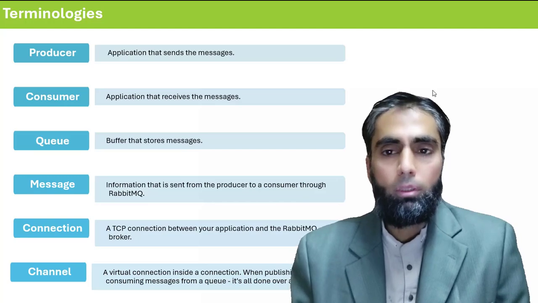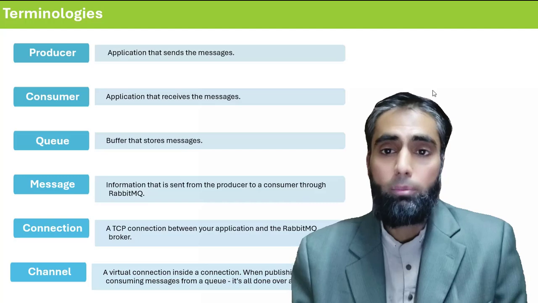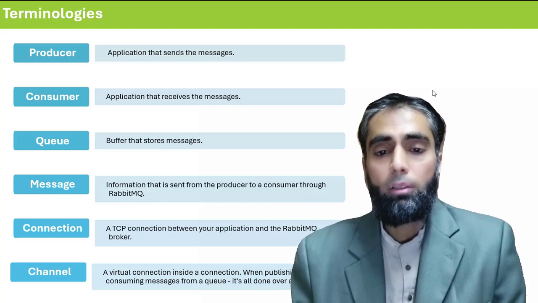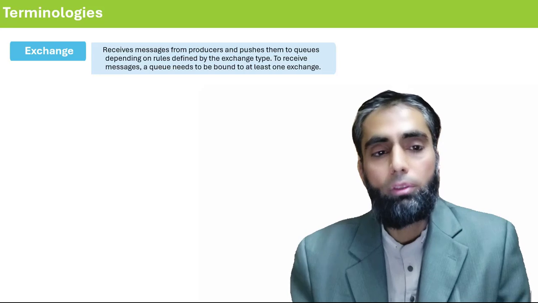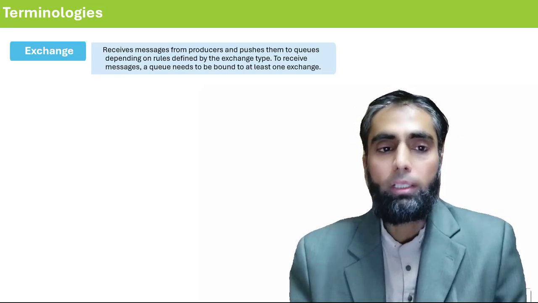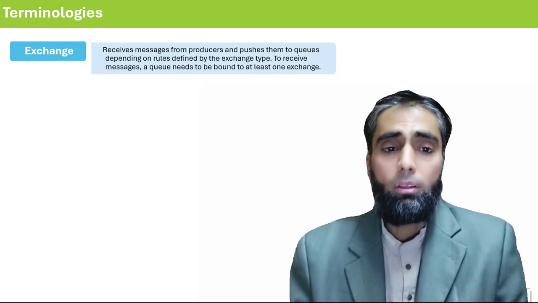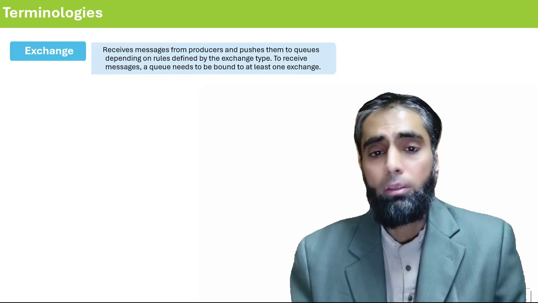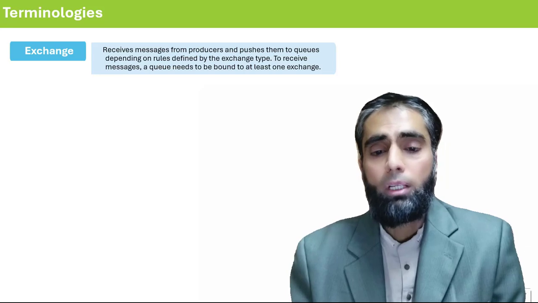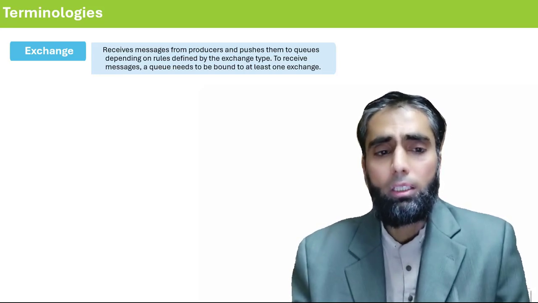Channel is the concept that allows a receiver to subscribe to multiple messages coming from different senders or producers. It eliminates the need to establish multiple TCP connections to the RabbitMQ server. The next one is the exchange. It receives the messages from producers and pushes them to different queues depending on the rules and the defined exchange type. There are different types of exchanges, for example the direct or the broadcast type, where the message needs to be sent to multiple recipients, and there could also be topic-based exchanges. We'll look at the exchange types in the coming slides.